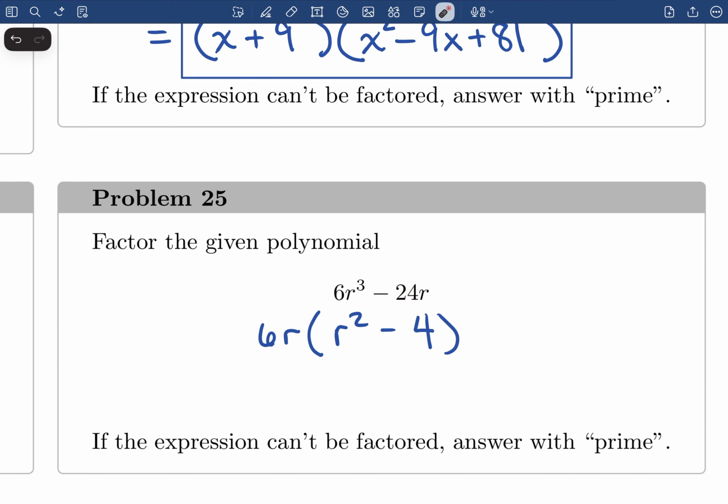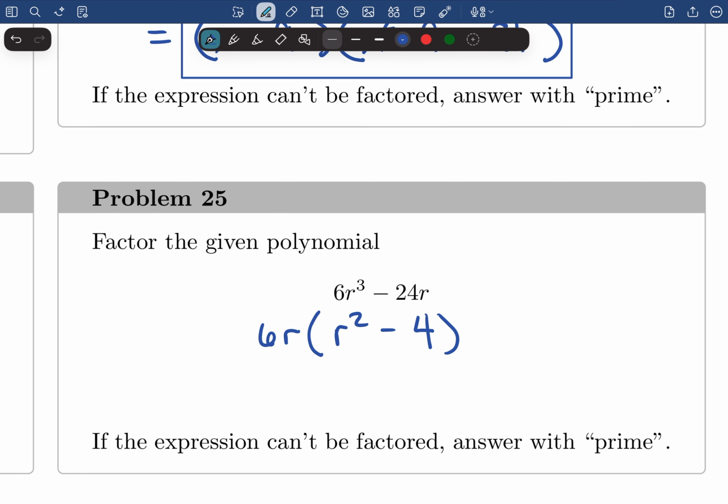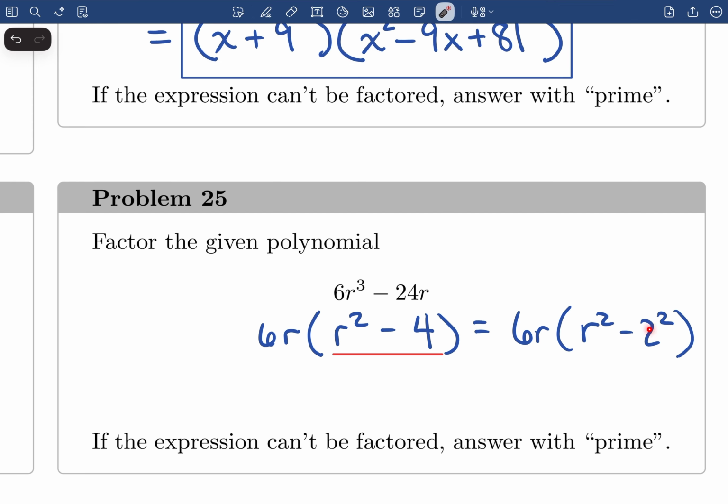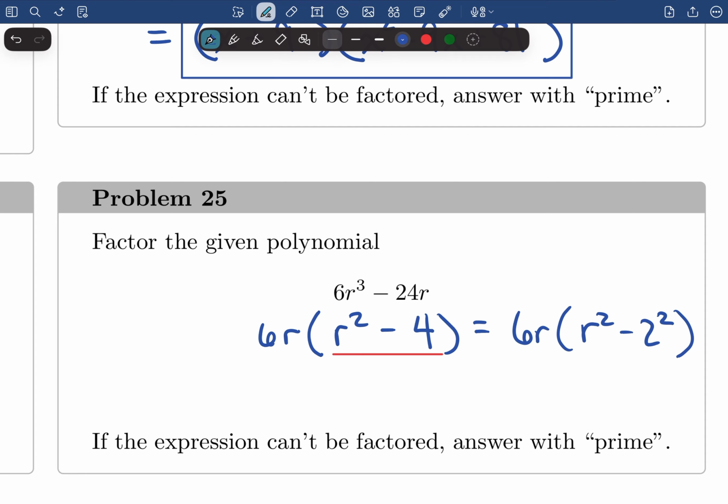But I always ask myself, have I factored fully? And in fact, I have not, because this right here is called the difference of squares, right? I'll rewrite it so you see it more clearly. So this is 6r times r squared minus 2 squared. All right, we know that 4 is 2 squared. So this is the difference of two things that are squared. And we learned that factoring skill in class.